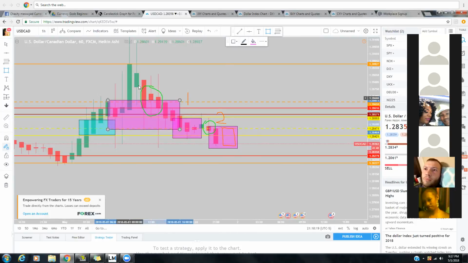So the new trend was started. Everything that happened during the New York session, or the new trend, can actually get reversed during the Asian session, because that's the retracement session.